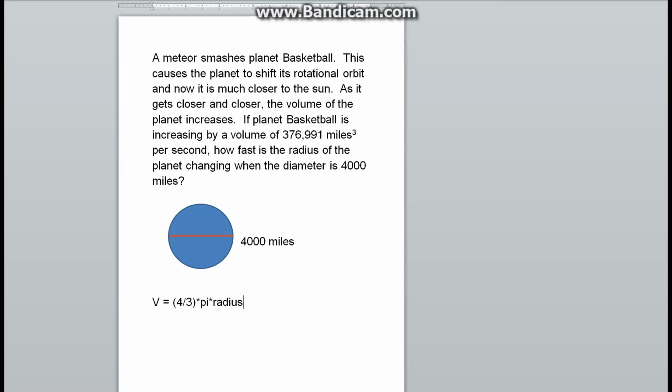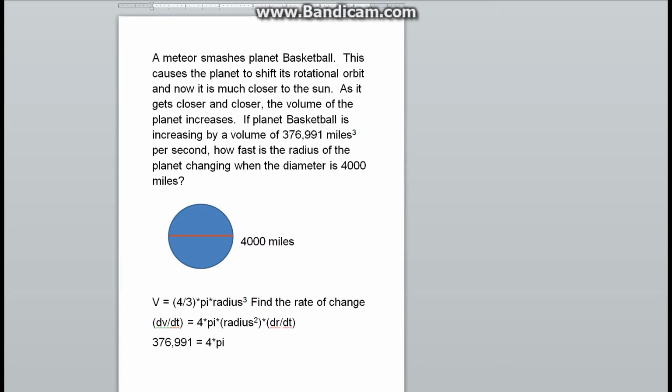So, the first thing we want to do when we start this problem is write down the formula for volume. The rate of the volume and the rate of the radius can both be solved for by using the formula for the volume of a sphere, which is what a planet is. So the volume for a sphere is 4/3 pi r cubed. Deriving this, we can find the formula for the rate of change for a sphere. So we derive it in terms of volume and radius. So we have dV over dt is equal to 4 pi r squared times dr over dt. That is the derived form of the formula above.